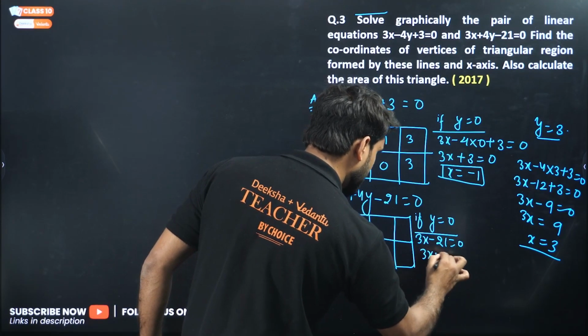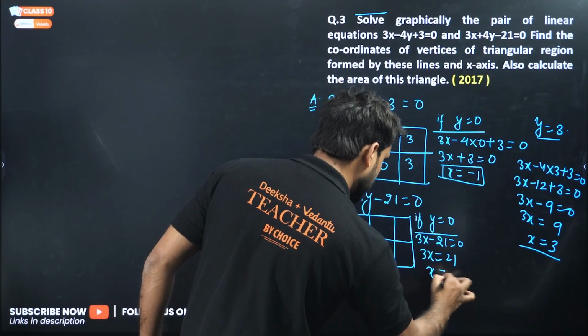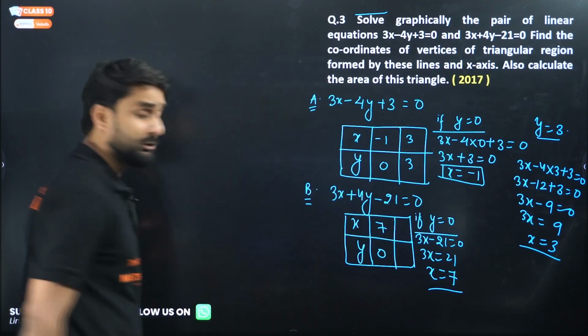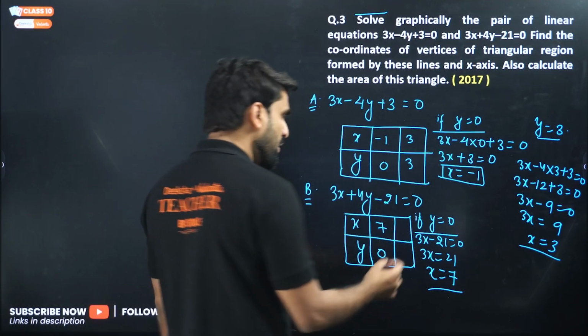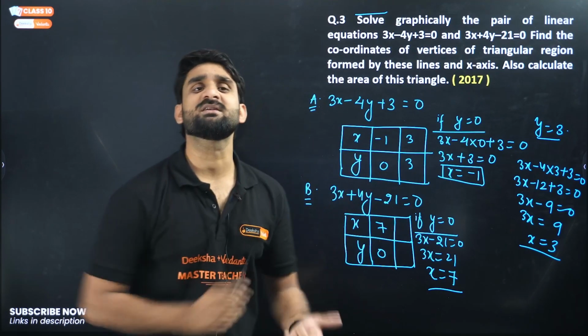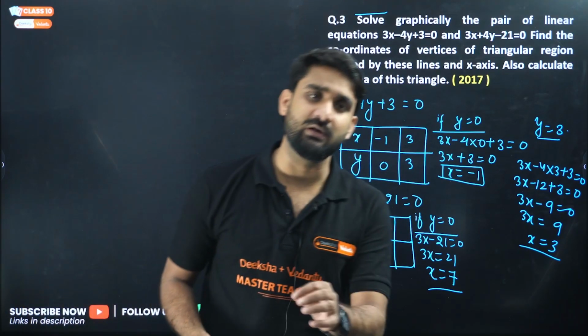So on modification, this will be like this. So we are getting x as 7 here. So this will be 7. I hope this is clear to everyone. Now to make the graph and to check the intersection point, either the intersection point will be there or not.